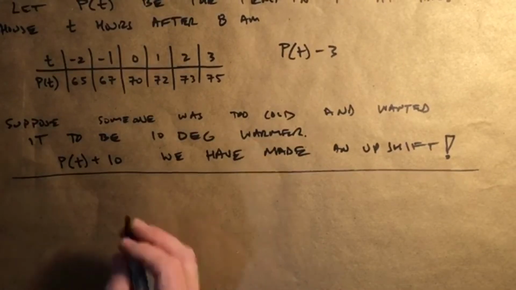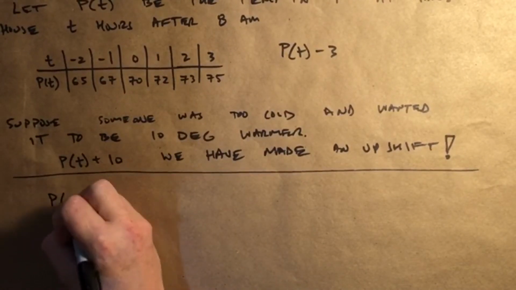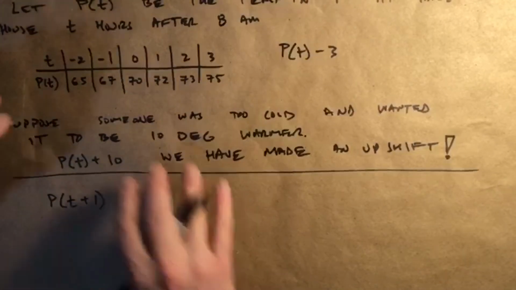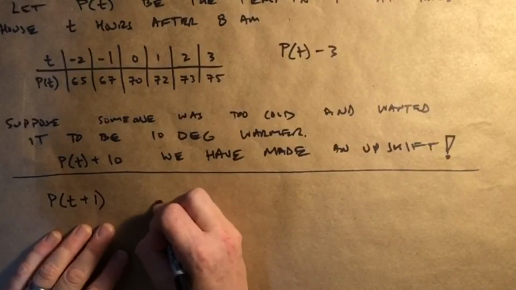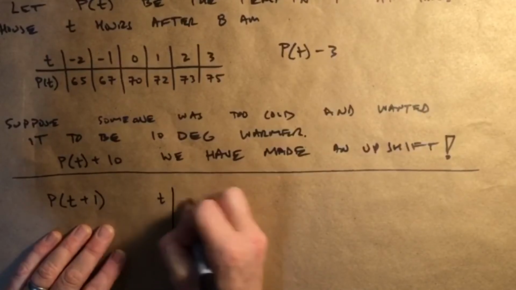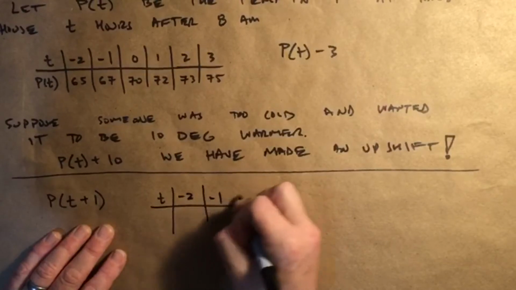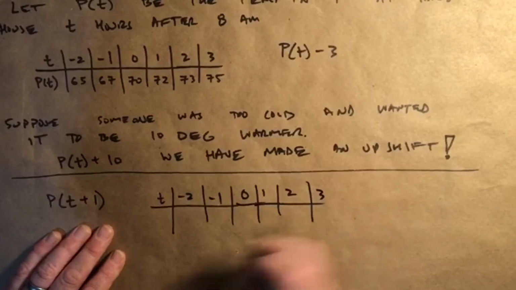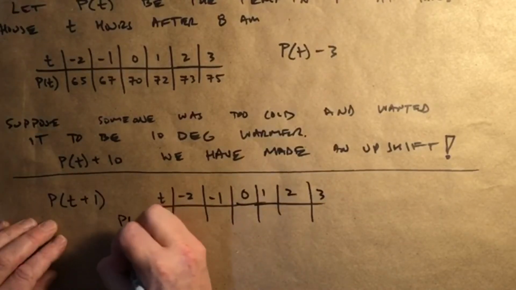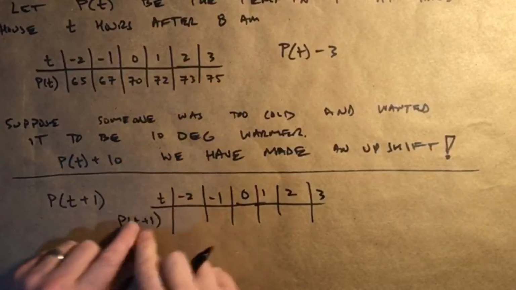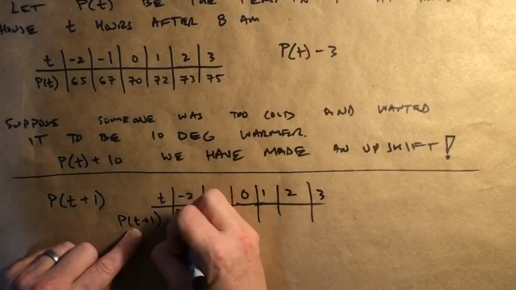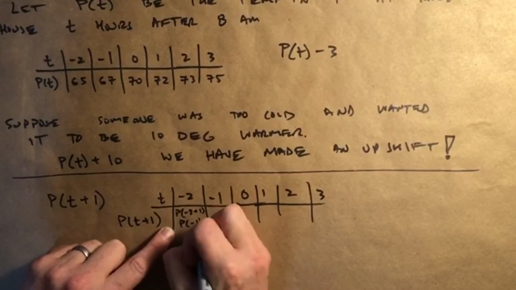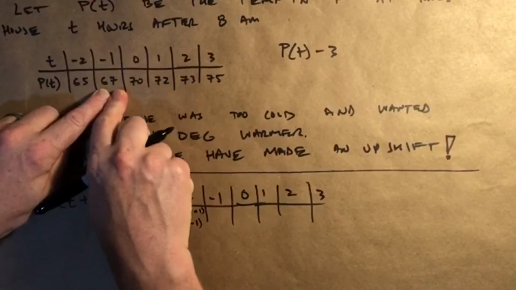Now, what does it mean if I do something like this? And so let's make a brand new table here. Let's say we're going to have T. I'm still going to have -2, -1, 0, 1, 2, and 3. And I'm going to have my new function P of T plus 1. So when I put -2 in here, P of -2 plus 1, I'm really going to have P of -1. And P of -1 was 67.